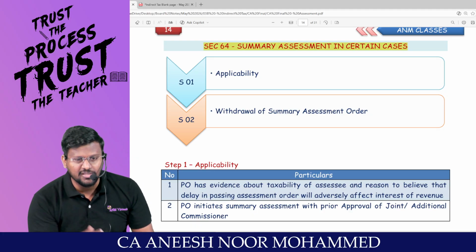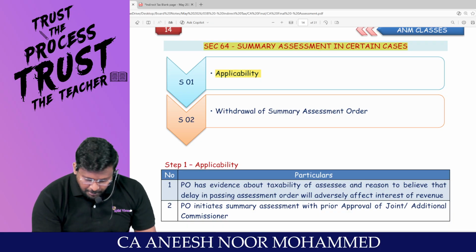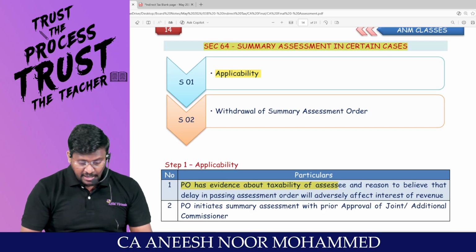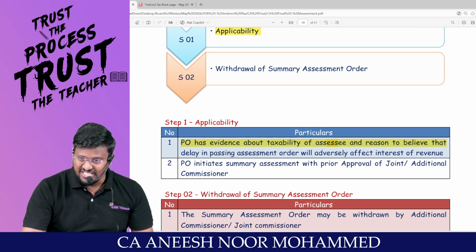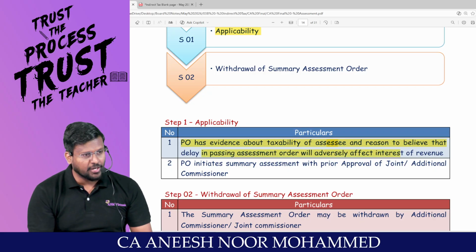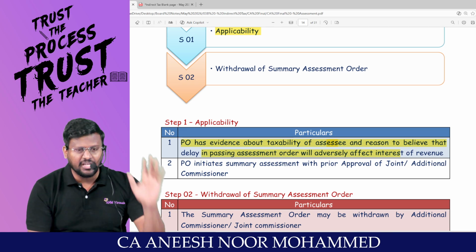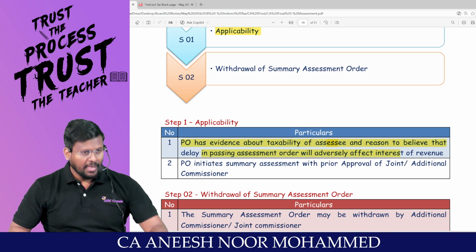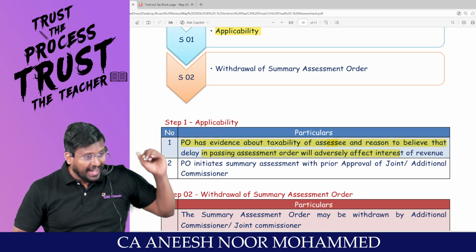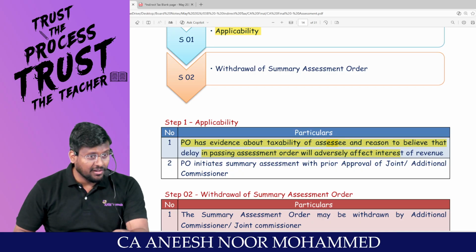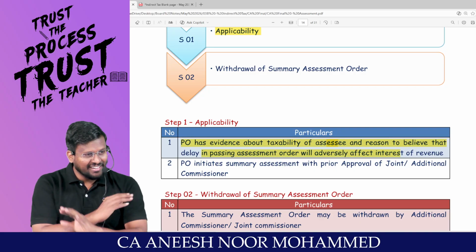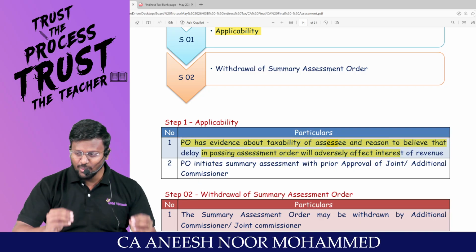Applicability: the proper officer has evidence. I am the proper officer. I am having evidence about the taxability of the assessee and reason to believe that delay in passing the assessment order will adversely affect the interest of the revenue. For example, I am a PO. I am just showing my hand to a particular vehicle which is going on the road. I know that if I leave this vehicle, there will be no records. Entire thing they will close. There is no such lorry at all.